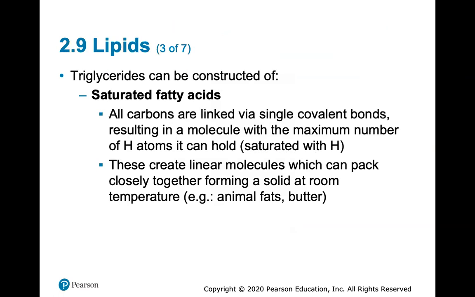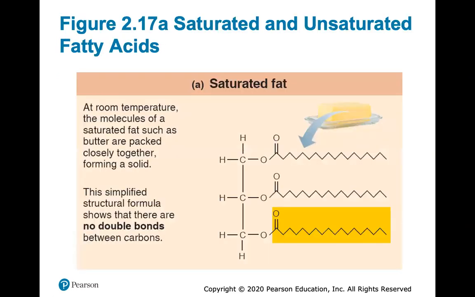Triglycerides can be constructed of saturated fat, which means all the carbons are linked via single bonds. These create a linear molecule, which can pack closely together and form a solid at room temperature, like animal fats or butter. So this is what a saturated fat looks like. What it refers to is all of this line here, this kind of diagonal line. Each point means there's a carbon atom at that point. And because they're completely single bonded, it's a completely linear kind of structure.